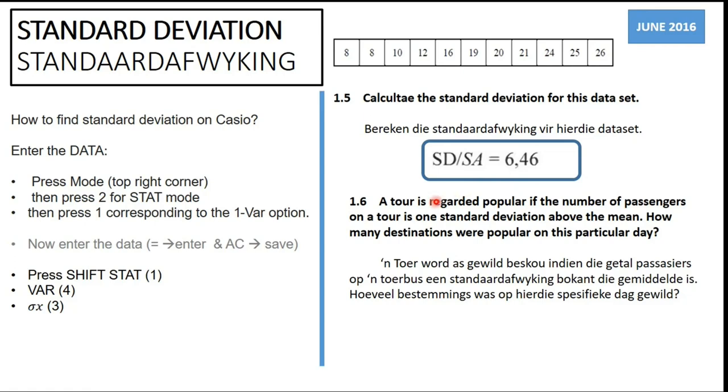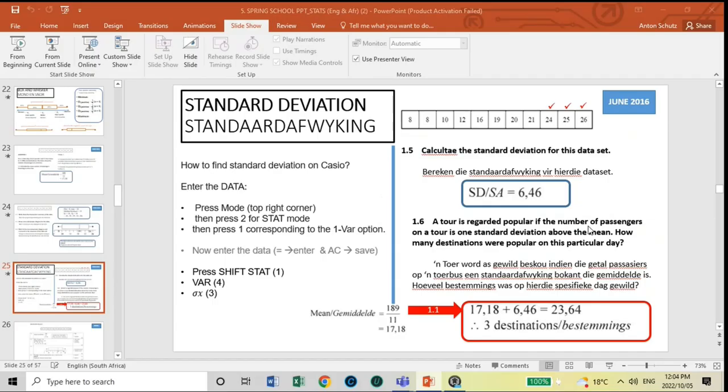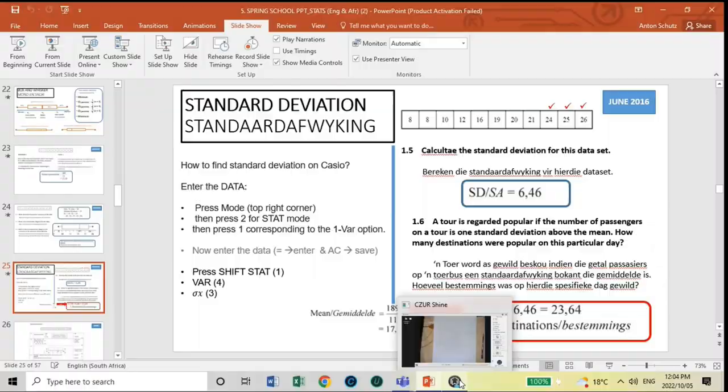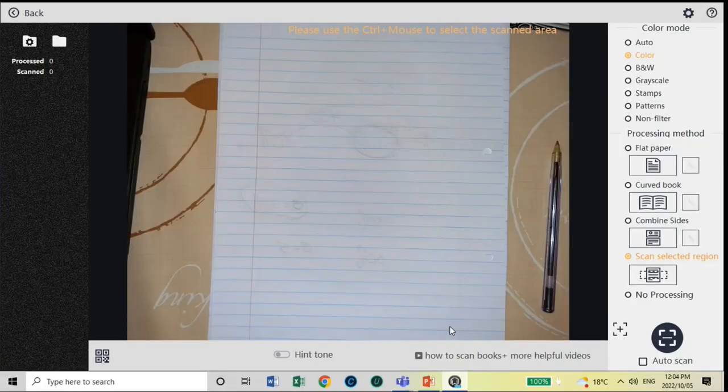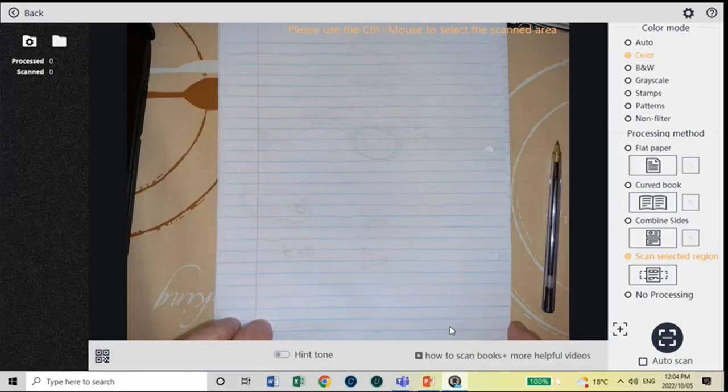Now it says, a tour is regarded, it's a lot of language, a lot of English, a tour is regarded popular if the number of passengers on a tour is 1 standard deviation above the mean. 1 standard deviation above the mean. So what does that mean? It already is very confusing. So I'm going to go back to my folio because I need to explain that. Hopefully you did have that explanation in class, but these are all guaranteed questions.